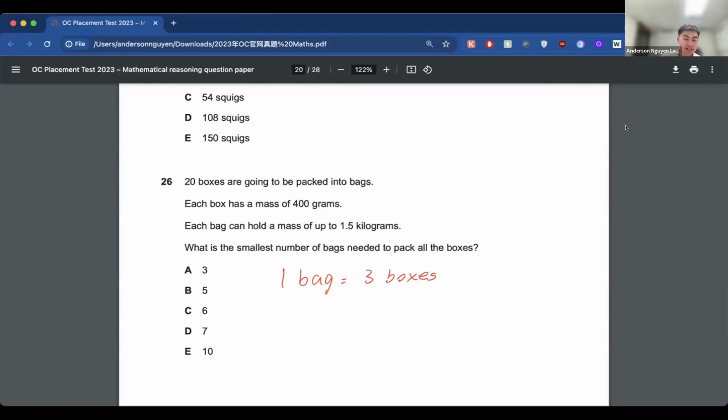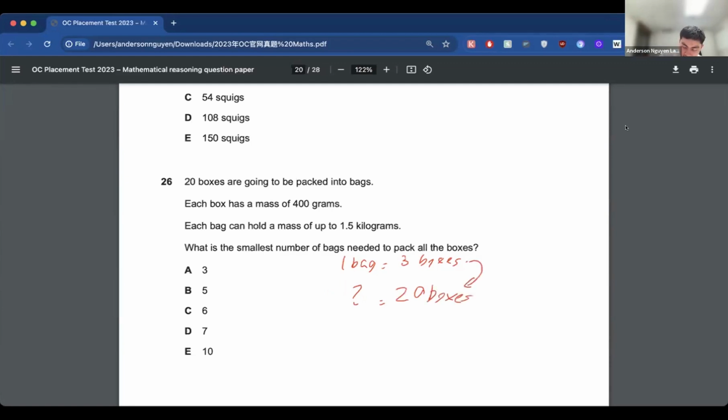Now, why is it not 4 boxes? That's just because 1.5 kilograms is 1,500 grams, and 1,500 grams is less than 4 boxes, or 4 times 400, which makes 1,600 grams. So therefore, you can only max it out at 3 boxes. So now you can divide it. One bag is 3 boxes. So how many bags do we need to make 20 boxes? Well, it's dividing each side, or seeing how much you have to multiply.